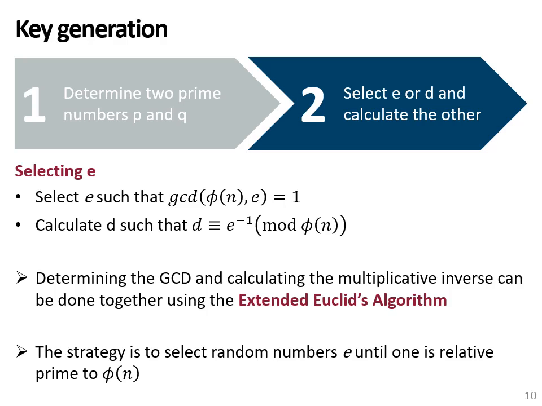We also need to make sure that the greatest common divisor of E and totient n equals 1. So they are relative primes. Luckily, we can do both things with a single calculation. Namely, by using the extended Euclid's algorithm, we can calculate the multiplicative inverse and make sure that the greatest common divisor equals 1. A possible strategy is to select random numbers of E until one is a relative prime of totient n. And if one wants to make the encryption efficient, one should select random numbers of E with few 1 bits.